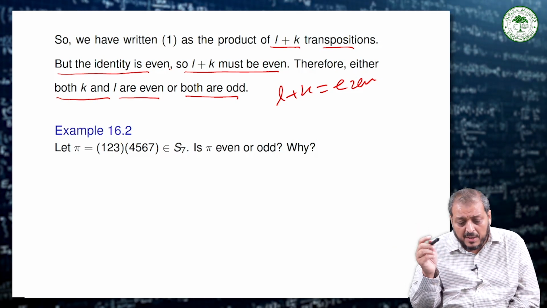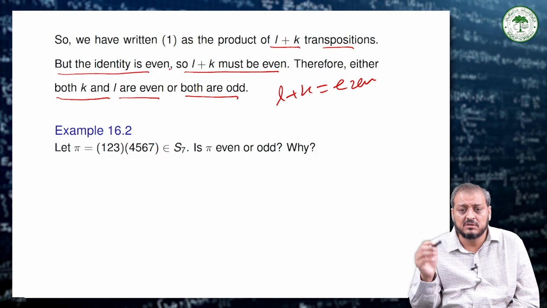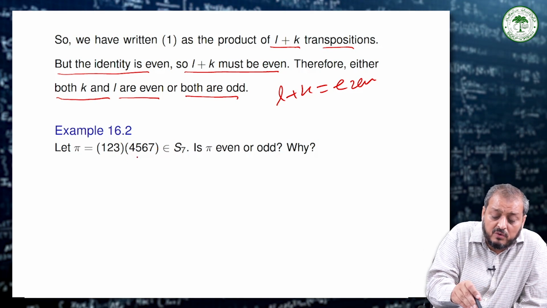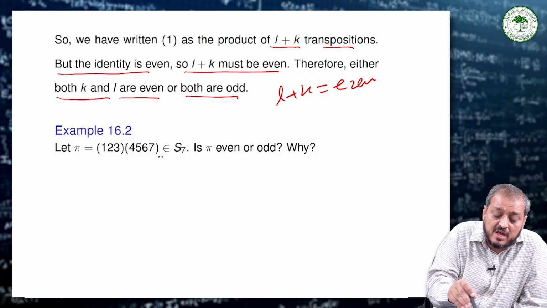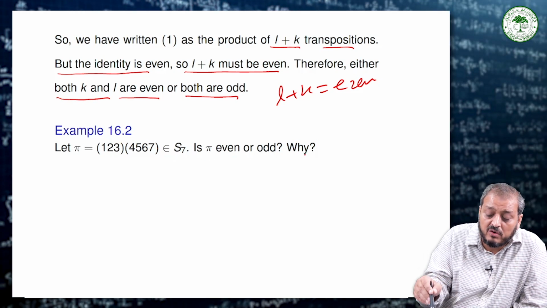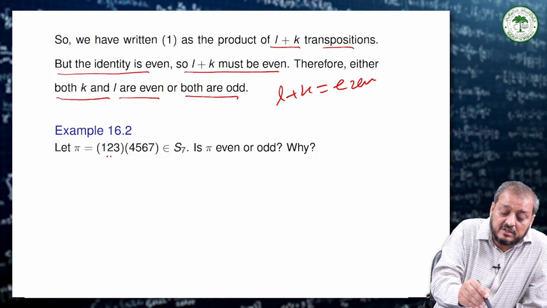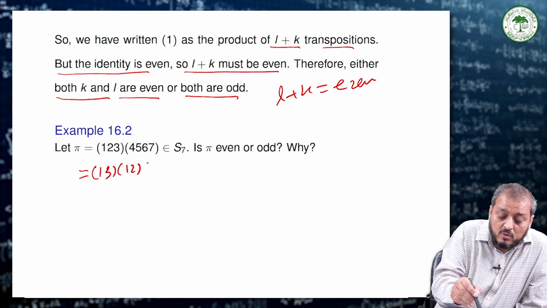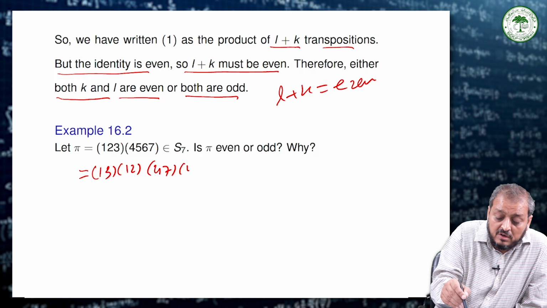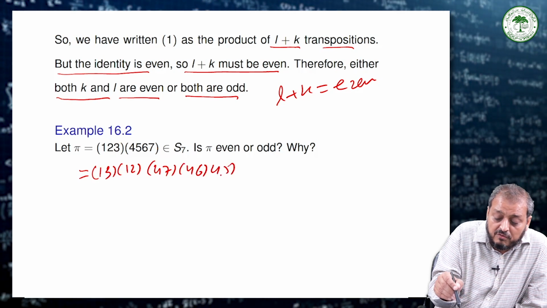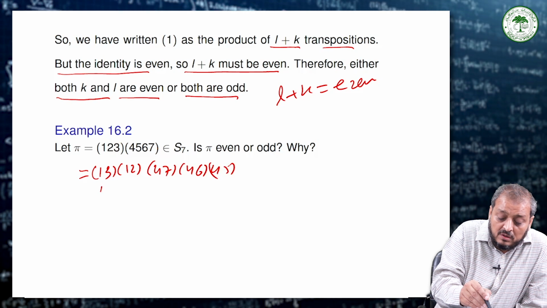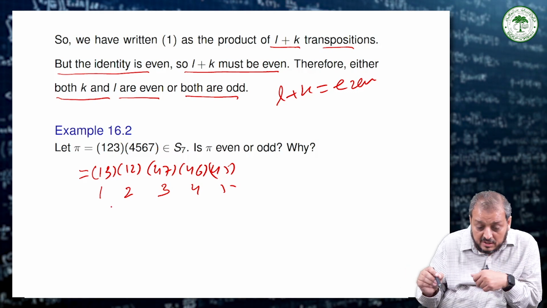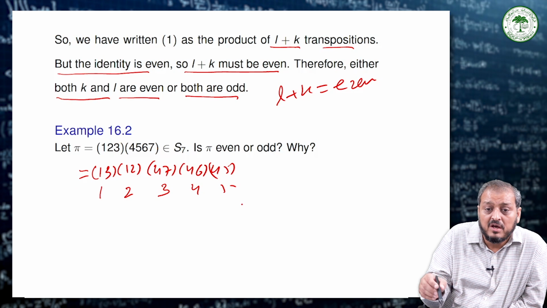Now, we have to discuss an example. Let pi equal 1 2 3 4 5 6 7, which is clearly a disjoint cycle product of a 3-cycle and a 4-cycle. Is pi even or odd, and why? We write it as a product of transpositions. Clearly, this can be written as (1 3)(1 2), then (4 7)(4 6), and now (4 5). So the number of transpositions in this case is clearly 5. So 5 is odd.